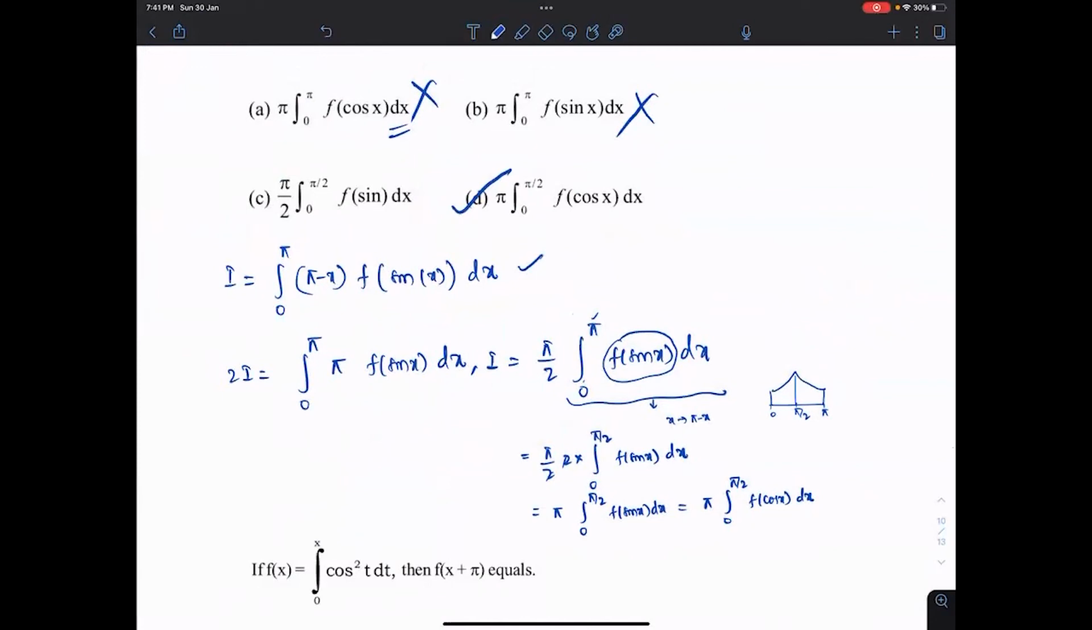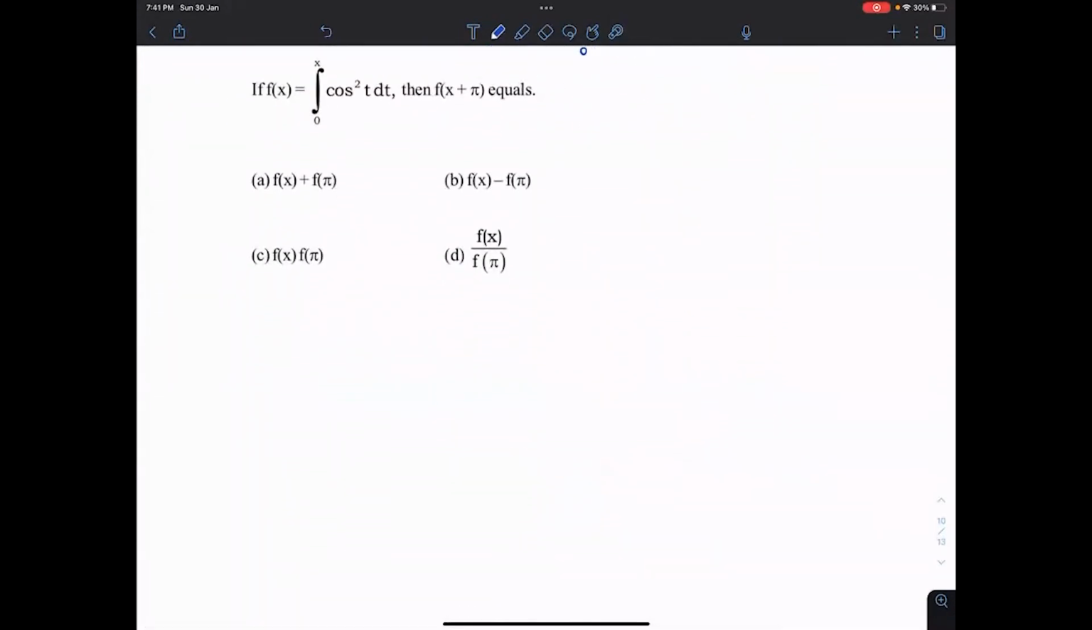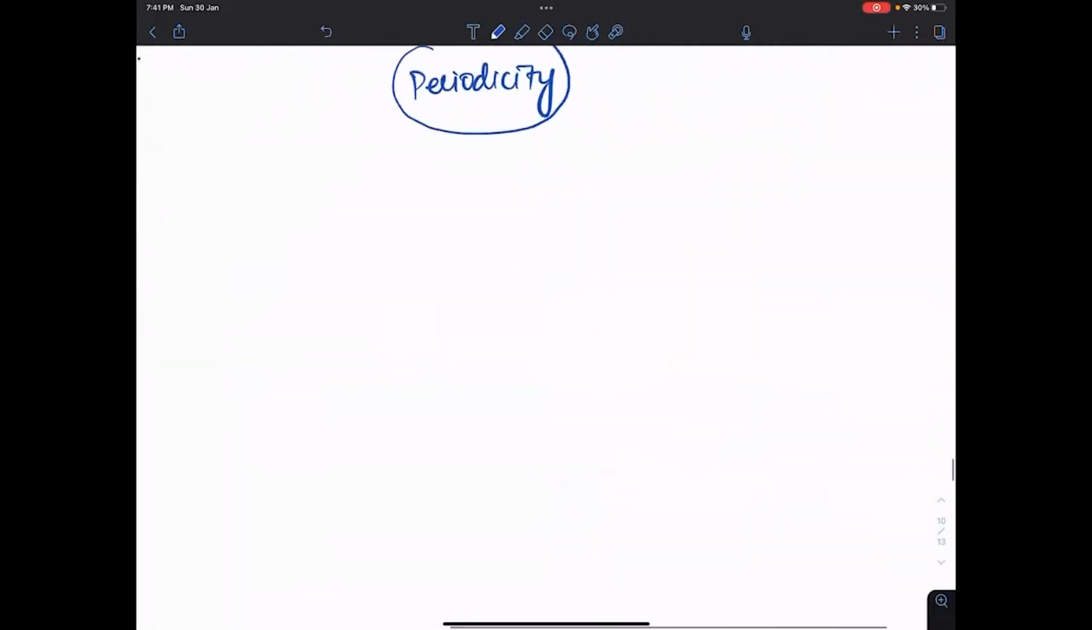Okay. Next. The next thing which is there here is on periodicity. Now I'll take some 5 minutes of lecture on periodicity.